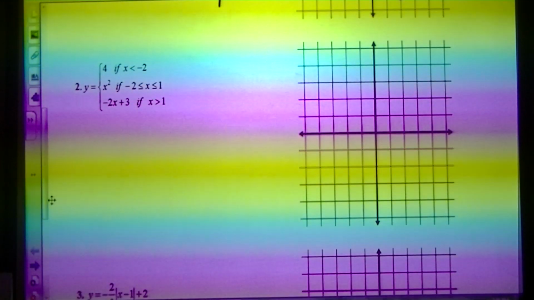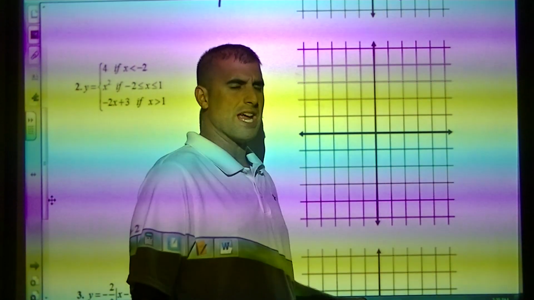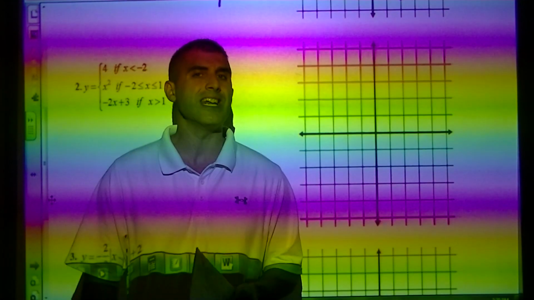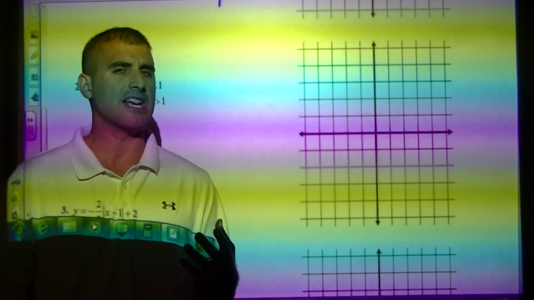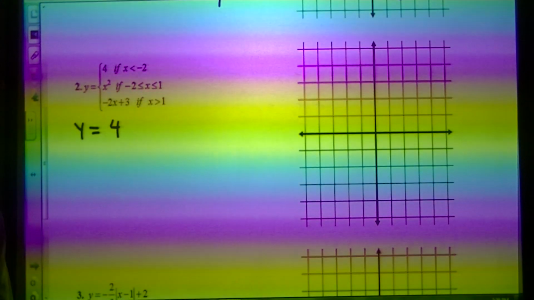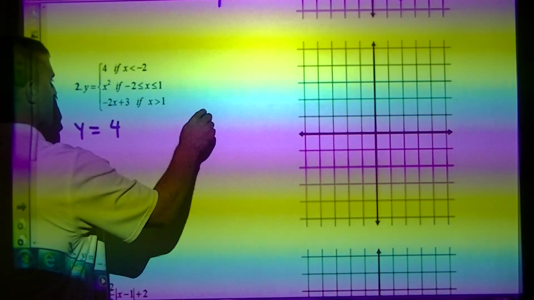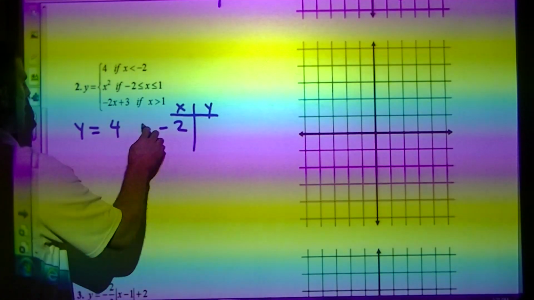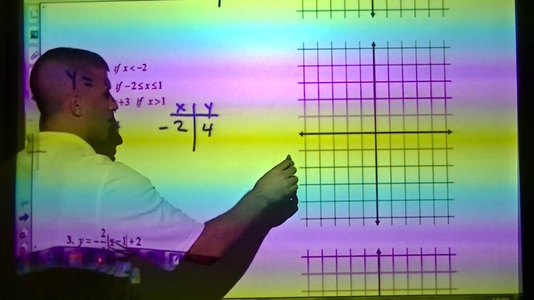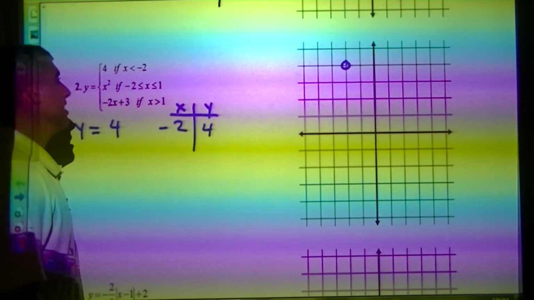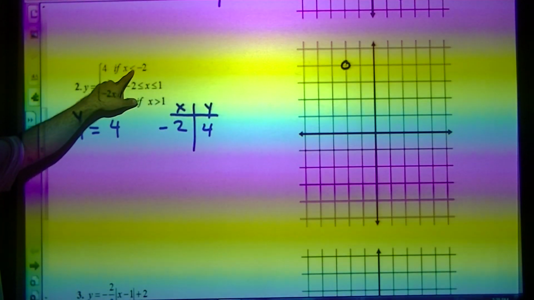All right, going down to this piecewise function, there's a lot of different ways you can do it. If you're graphing a line, all you need is 2 points. If you're graphing a quadratic, it can be a little bit different. For this one, it says y equals 4 for x less than negative 2. I'm going to make myself a little mini table, x and y. At negative 2 there's nothing for me to substitute, so it's just going to be 4. So negative 2 over, 1, 2, 3, 4 up, and since it's a less than, I'm going to put an open circle on that negative 2.